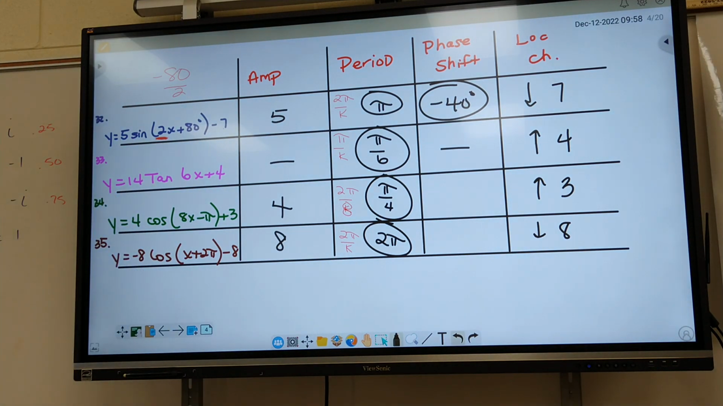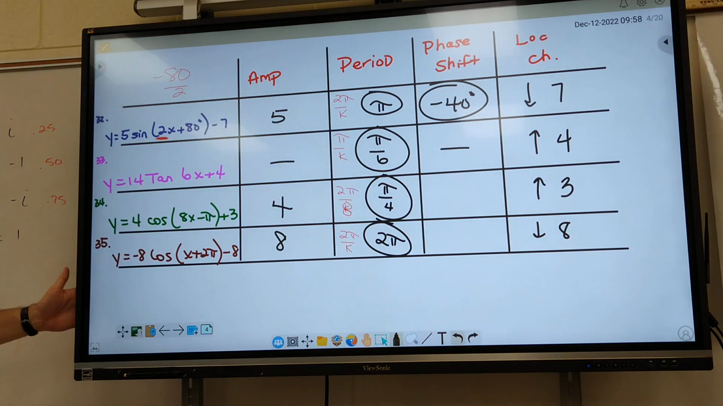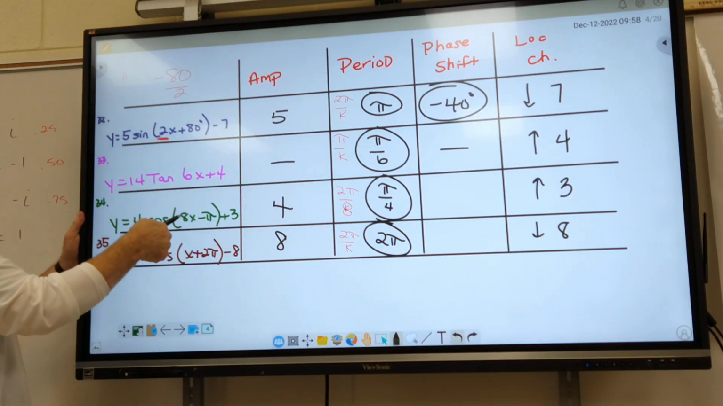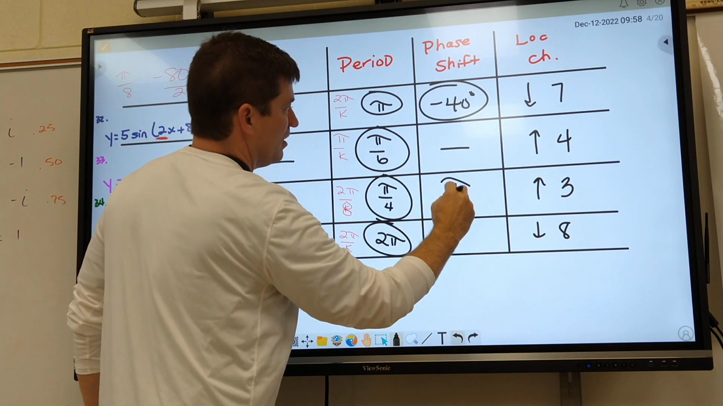33 doesn't have one. Yeah, I've already drawn a dash on that one. It doesn't have parentheses, so it's no phase shift. So the next one, what goes on top? Positive pi. What goes on bottom? 8. Positive pi over 8. That's your answer. That won't simplify.